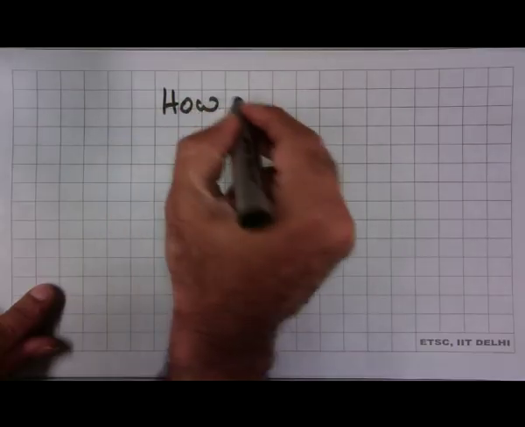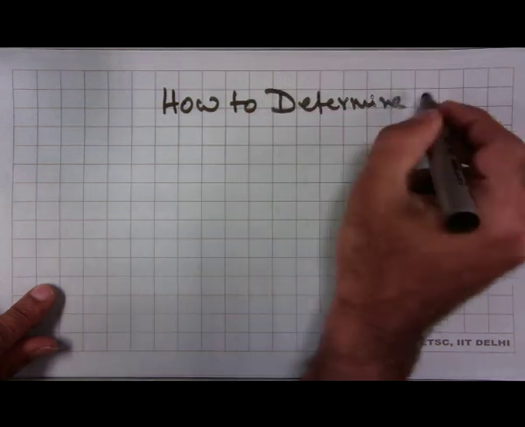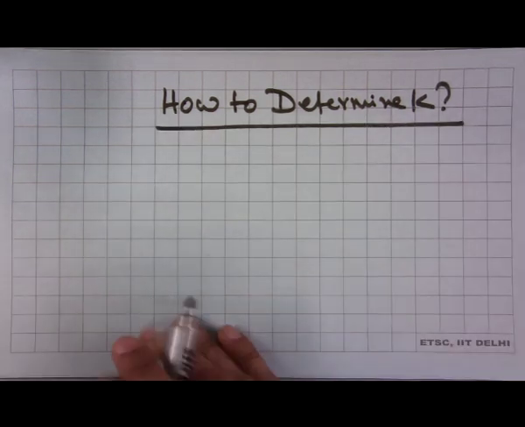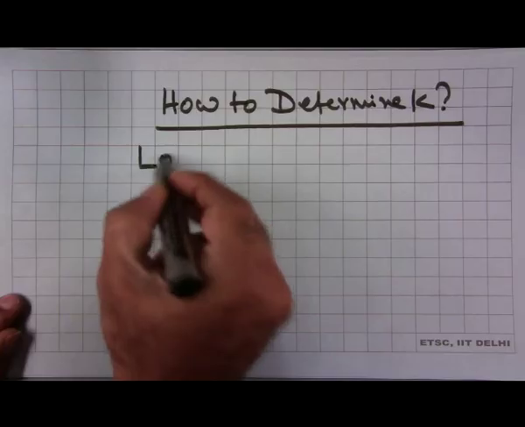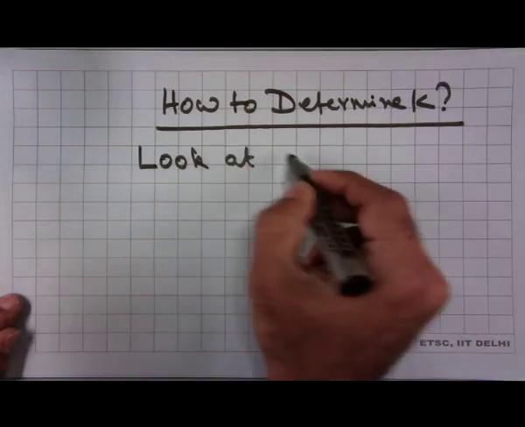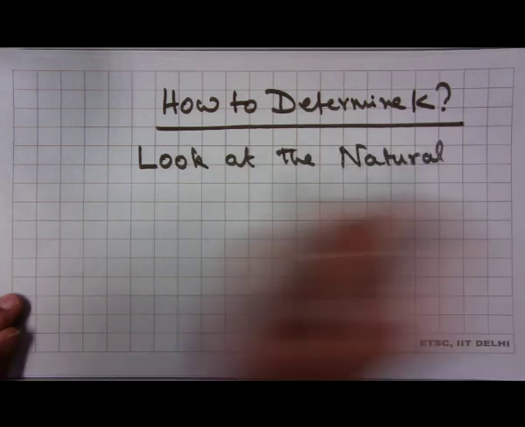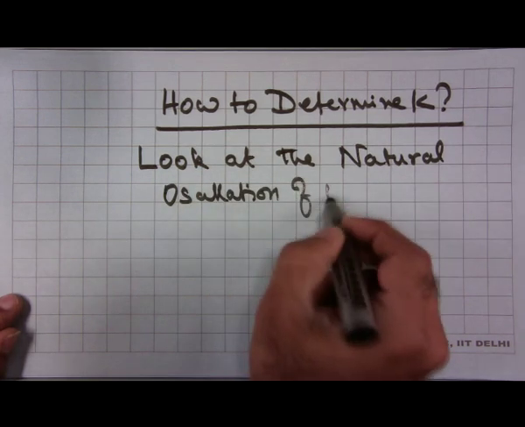So the question is how to determine K. The answer is simple. Remove everything. Remove the heavy mass, remove everything, and look at the natural oscillation. So what is the solution? Look at the natural oscillation of the system.